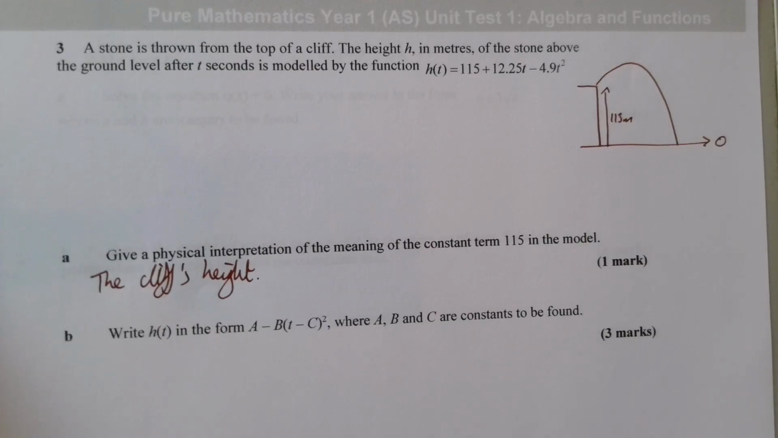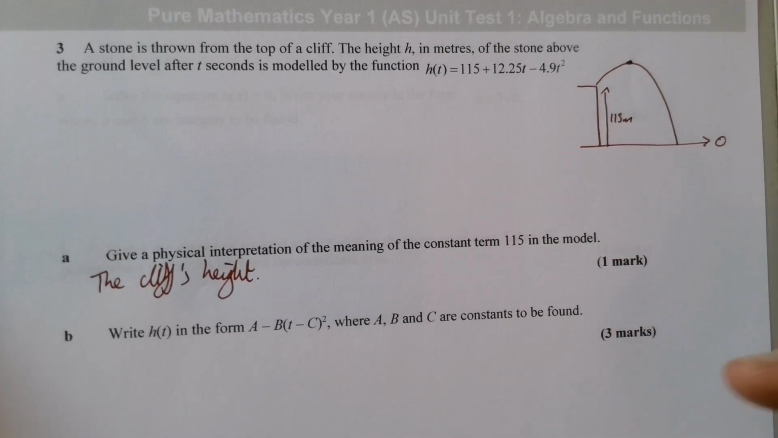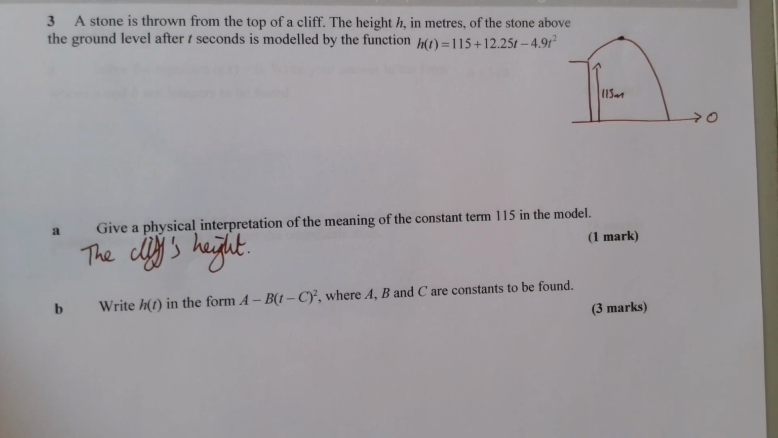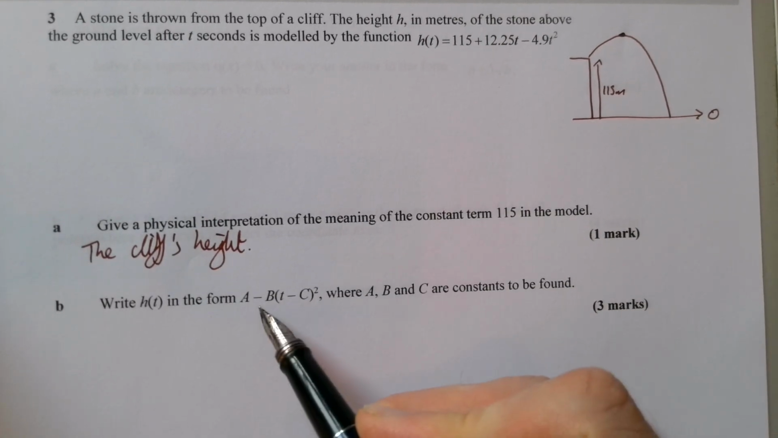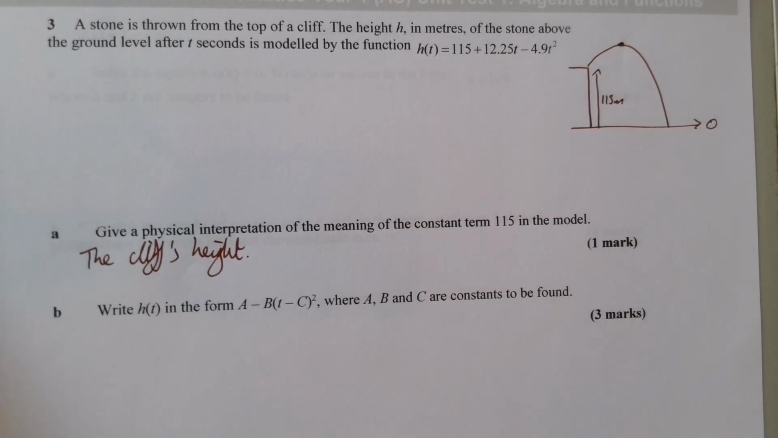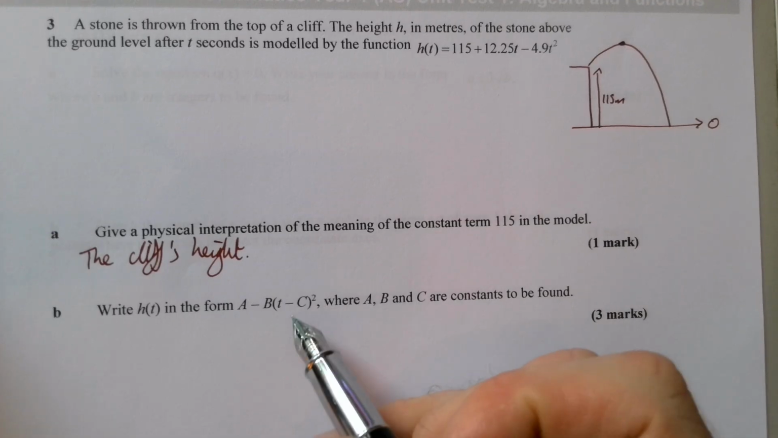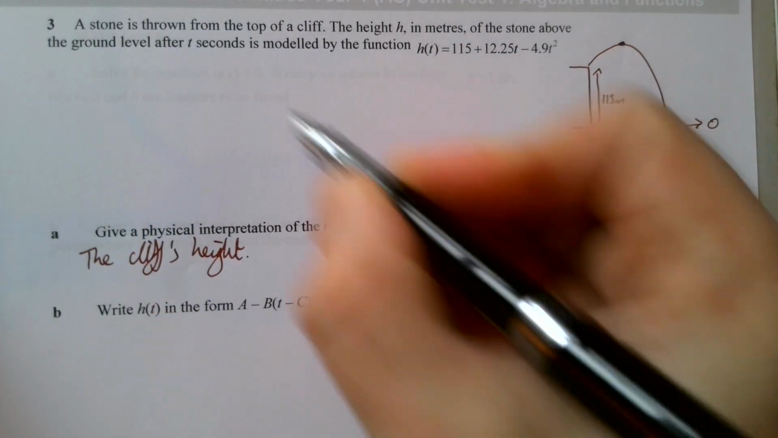Write the function h in the form of this. So this is the completed square form. And the reason for doing that would be to find the turning point, which will be there. So it's going to be finding the maximum height of the stone when we do that. The first thing I would do is rearrange everything. I would not put it in that form yet. We can do that at the end.